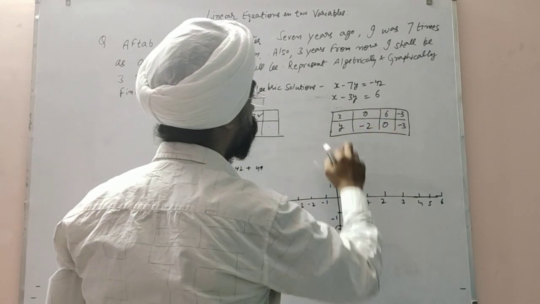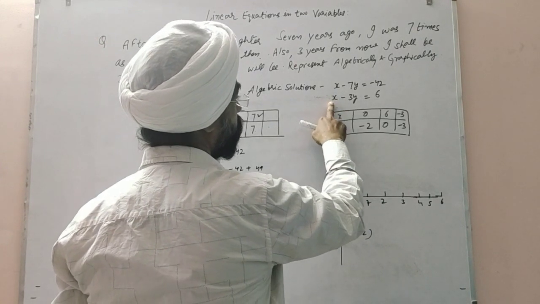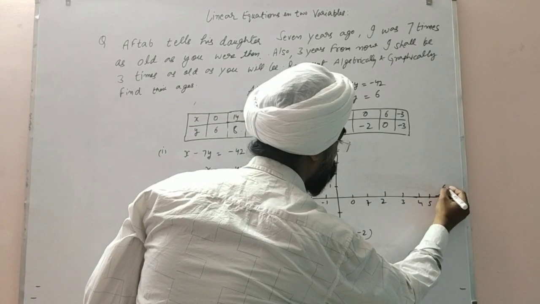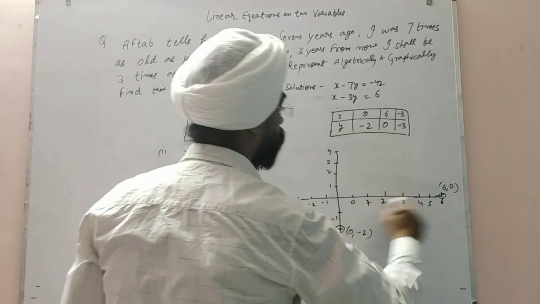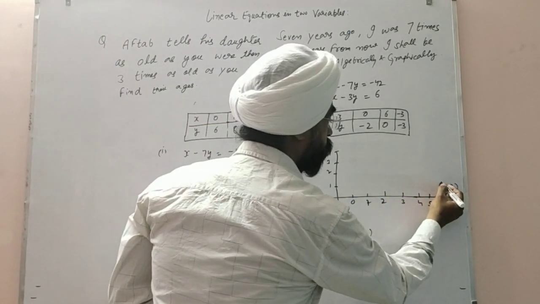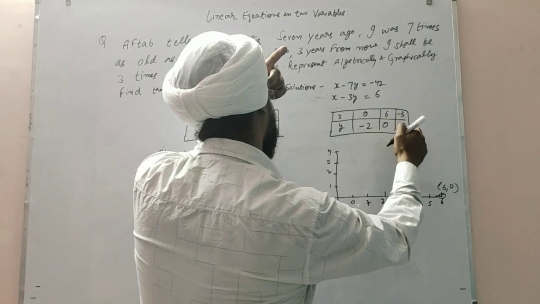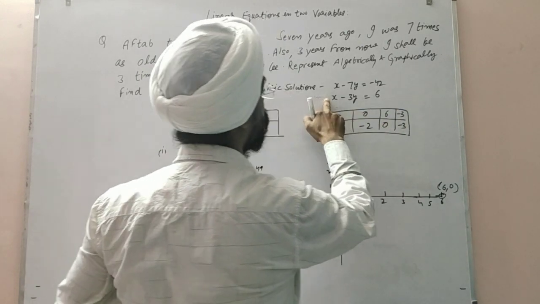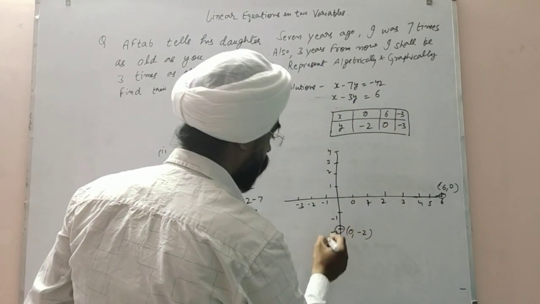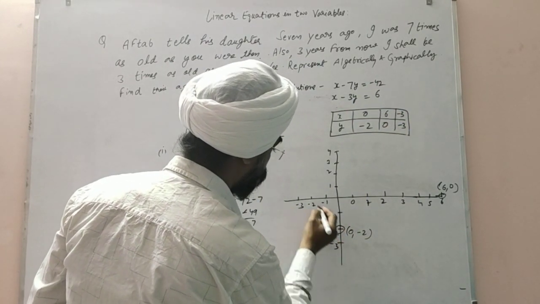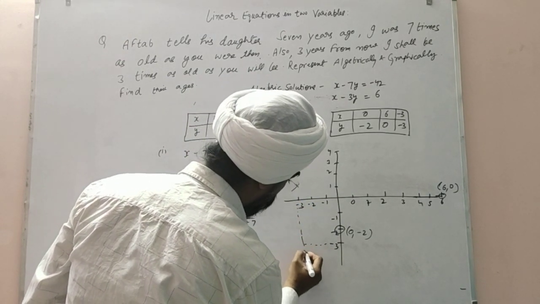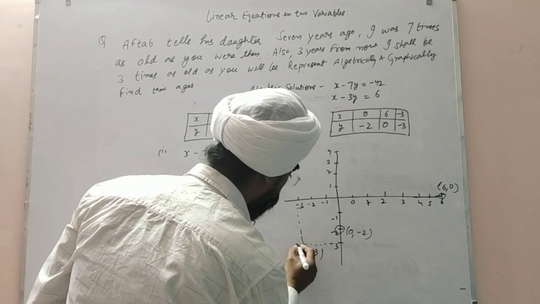x is 6 and y is 0. Whenever we put x as 6, y will become 0. This is the point, because on the x-axis the value of y is 0. Now the third point is minus 3 and minus 3. When we put x as minus 3, it will become 9 by minus 3, again minus 3. This is the point, minus 3, minus 3.